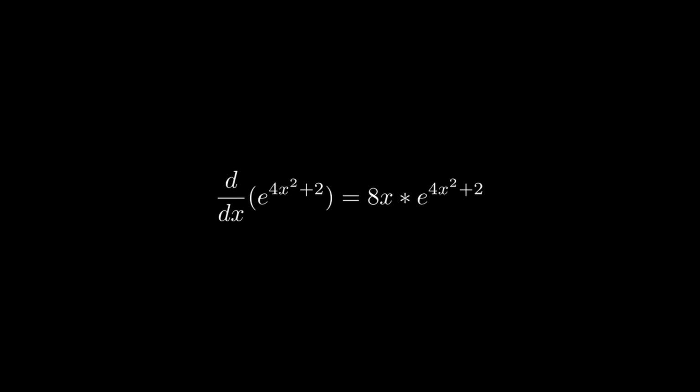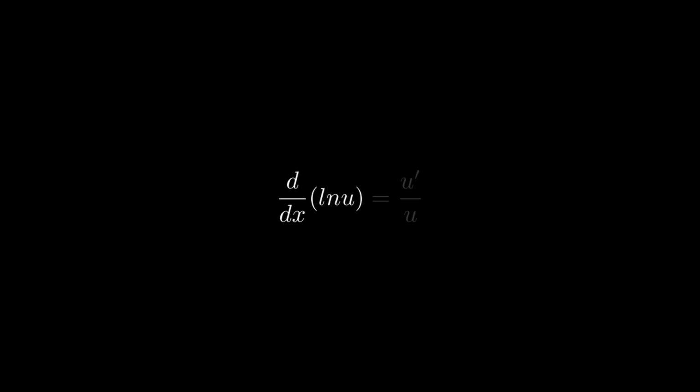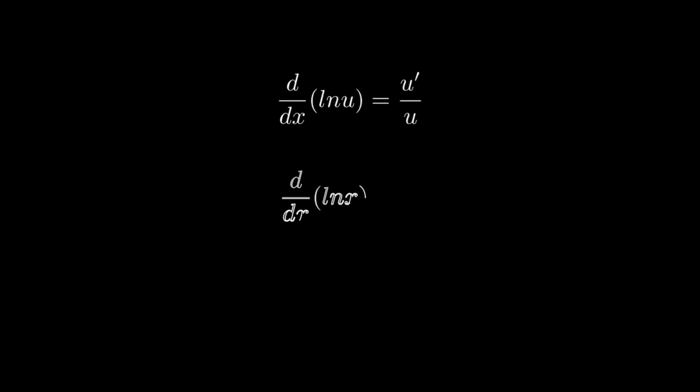Now let's talk about natural logs. So if we need to take the derivative of ln u, then the derivative would simply be u prime divided by u. So if we had ln x, then the derivative would be 1 over x, because the derivative of x is 1.